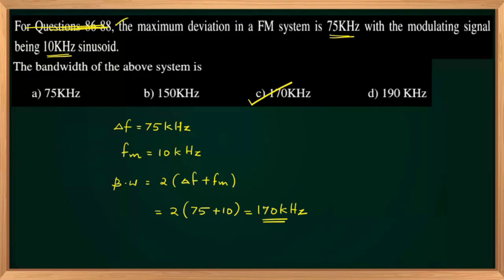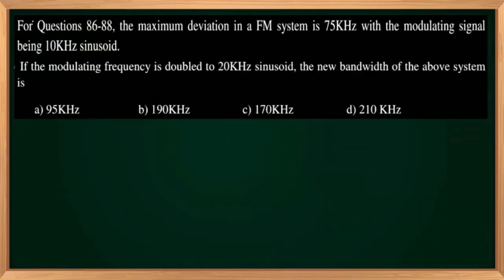Please check your answer, all of you. Bandwidth of FM is 2 into (delta F plus fm). This is the formula used here. Okay, let's move on to the next question.